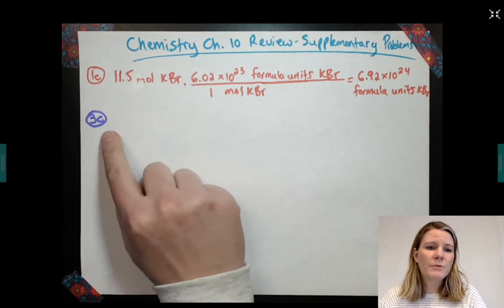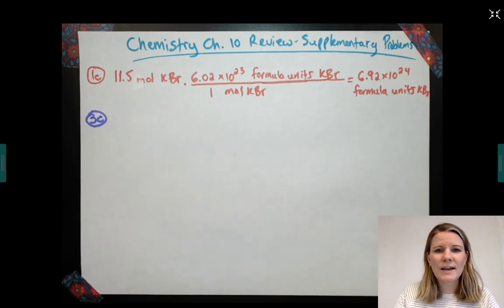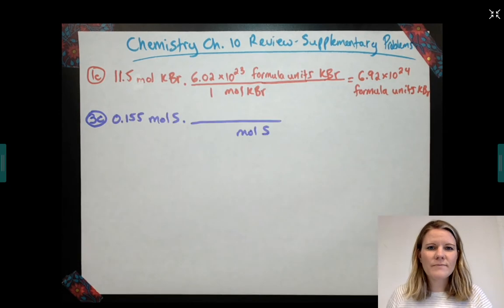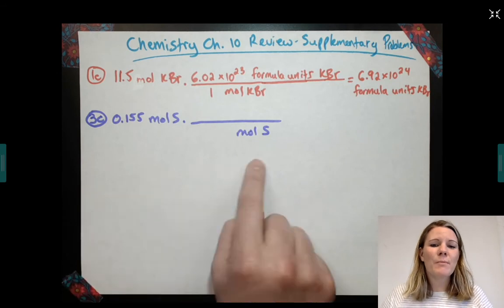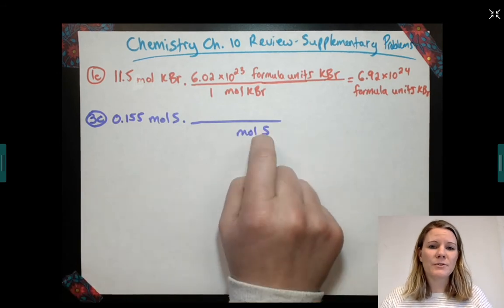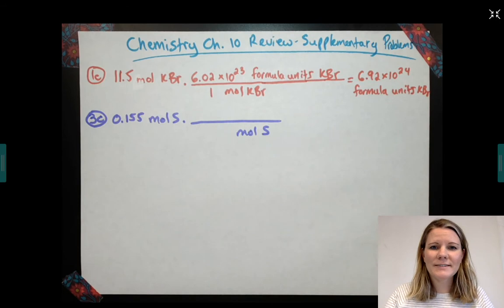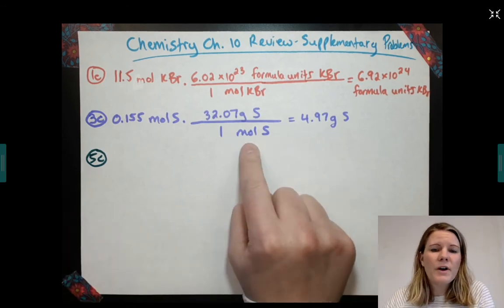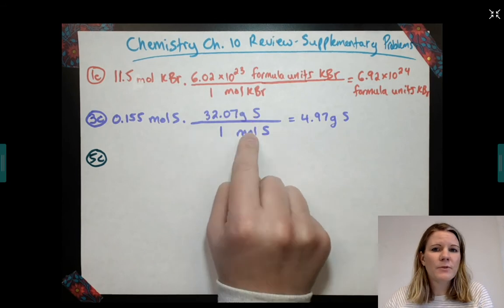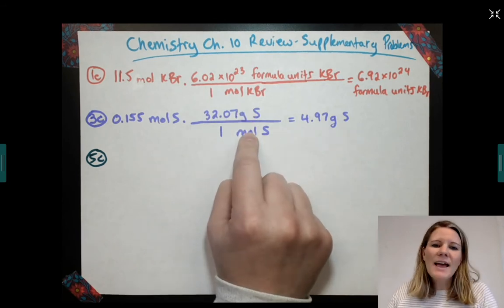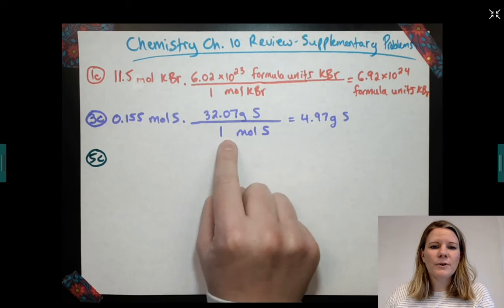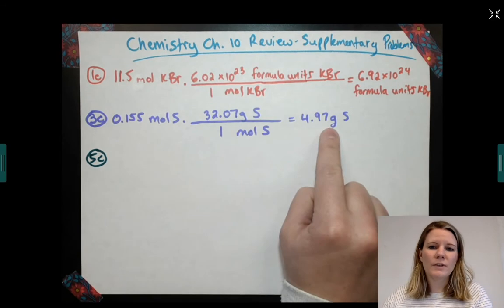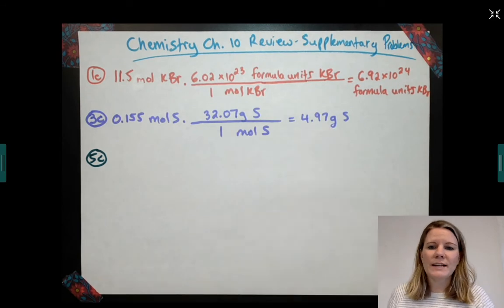I'm going to move on to 3C though. Go ahead and get that set up. Give it a try. Push pause. And in this problem, we're given 0.155 moles of sulfur on the top, moles of sulfur on the bottom. Go ahead and see if you can set up this ratio. Push pause. So for 3C type problems, when you have moles and you're trying to get to grams, of course, we use our periodic table and find the molar mass for sulfur, set that up for 1 mole, throw that in your calculator, 4.97 grams of sulfur.